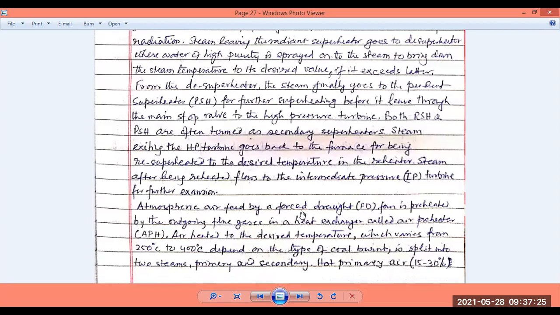Atmospheric air is fed by the forced draft fan. Forced draft is normally called the FD fan. A forced draft fan is nothing but a fan that creates the pressure of circulation by sending atmospheric air in at high pressure. The air is then preheated by the outgoing flue gases in a heat exchanger called the air preheater, which transfers heat from the outgoing flue gases to the incoming air.